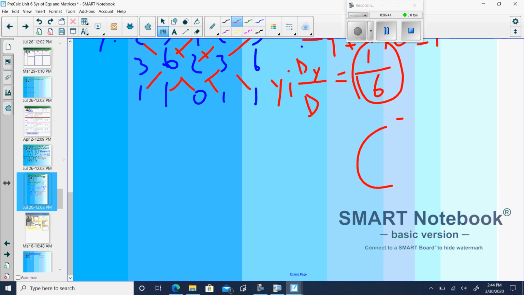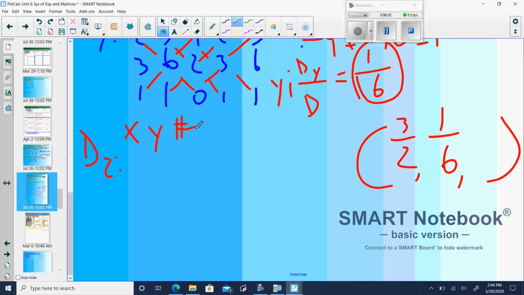What about dz? Because right now we have 3 halves, 1/6, and now we need to get z. All right, so first we do dz. So we have x, y, number, x, y. So negative 2, 3, 1. And then we have negative 3, 6, 1. Then a y, 4, 1, negative 3. All right. Let's go across from left to right.